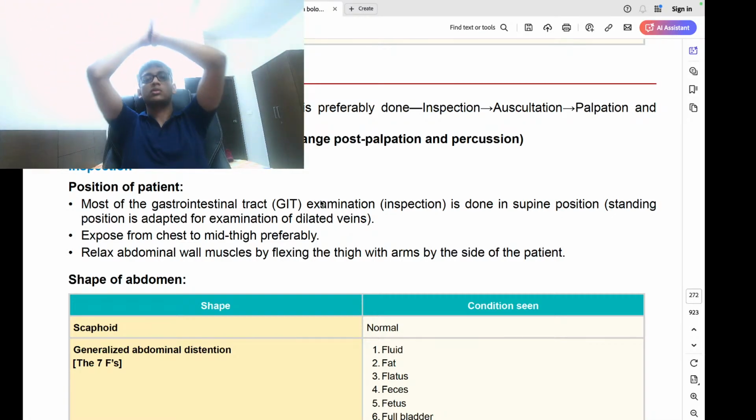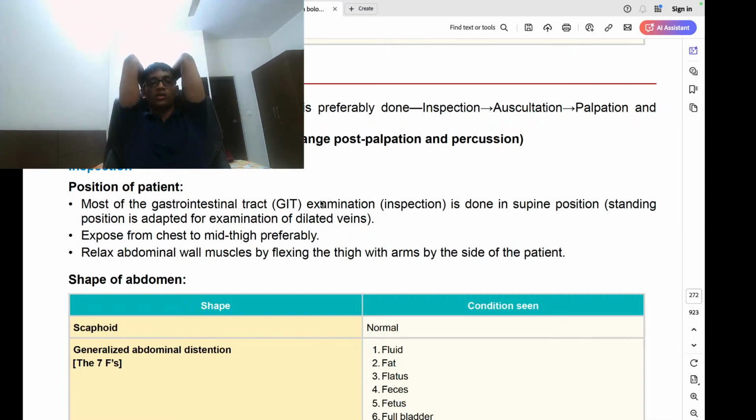Because the auscultatory findings may change post palpation and percussion. Then you have inspection. Position of the patient: inspection is mostly done in supine position. Standing position is adapted for examination of dilated veins. Expose the abdomen from mid chest to thigh, preferably. Relax the abdominal wall by flexing the thighs, with the arms by the side of the patient.